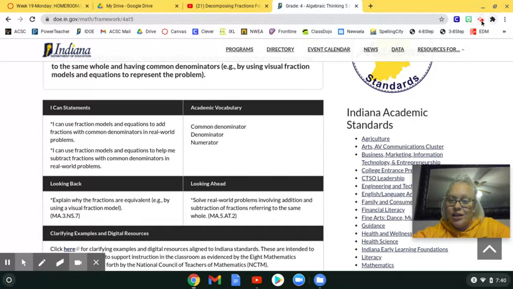So after this video, you are going to watch your mini lesson, and your mini lesson will have something to do with decomposing fractions. So if you decompose something, it means that you break it apart. So you'll be watching a video that talks about breaking fractions apart.